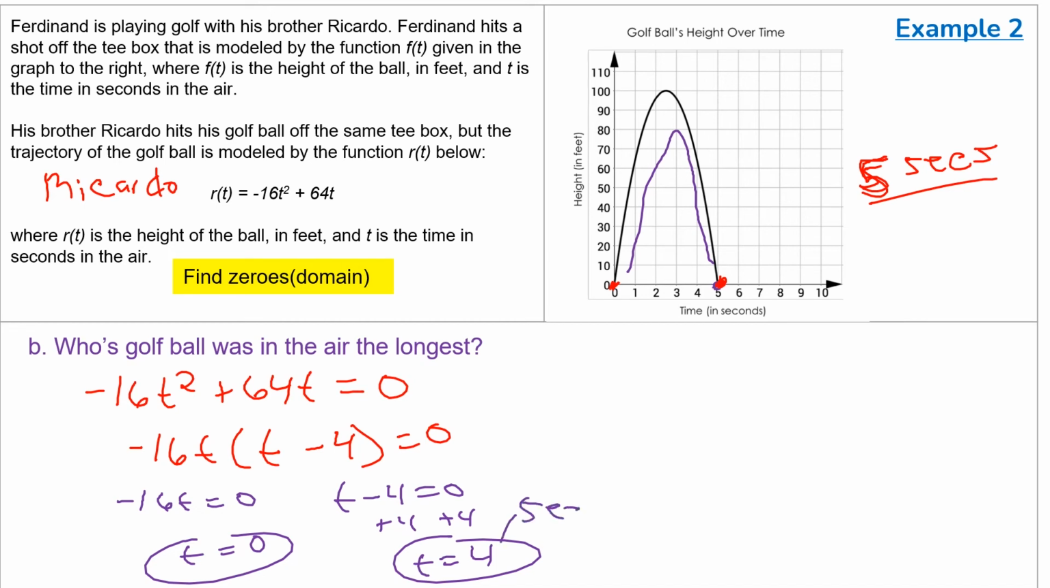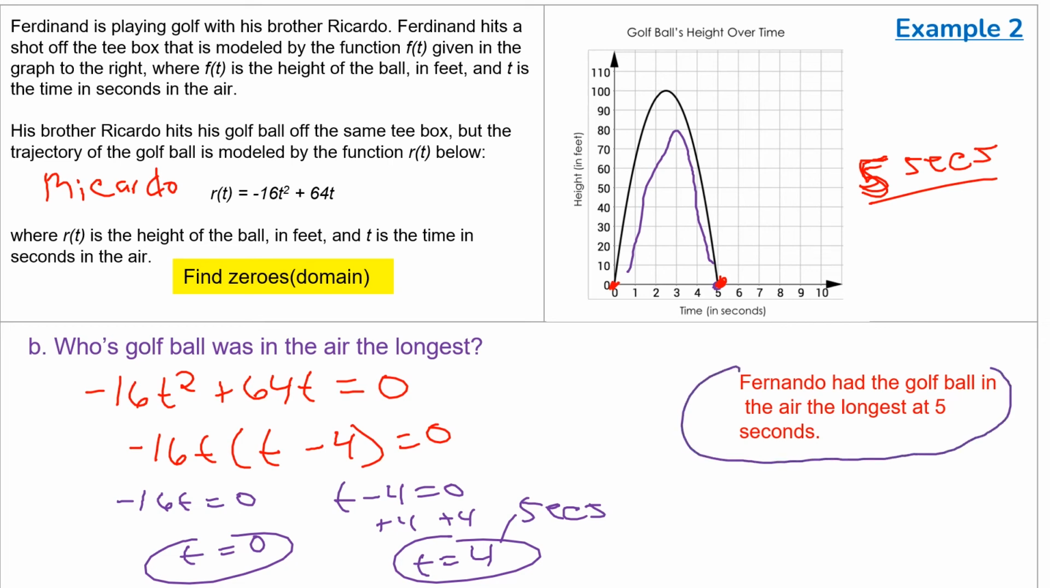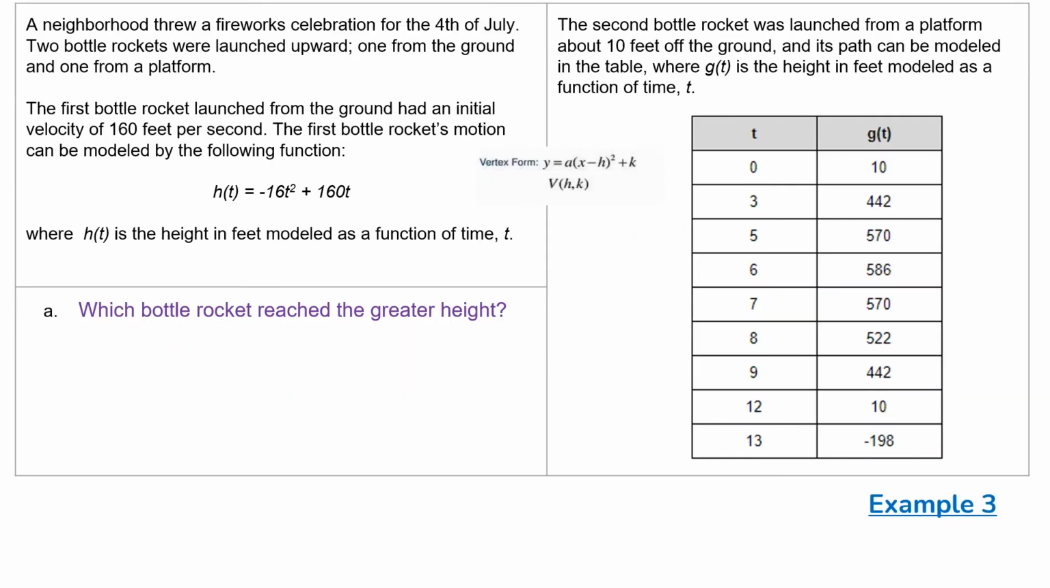So whose ball stayed in the air the longest? That would be Ferdinand. Ferdinand had the golf ball in the air the longest at 5 seconds. I would like for you to try this problem on your own. Go ahead and pause the video and try this problem on your own.